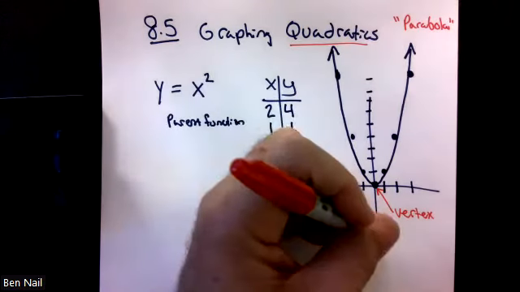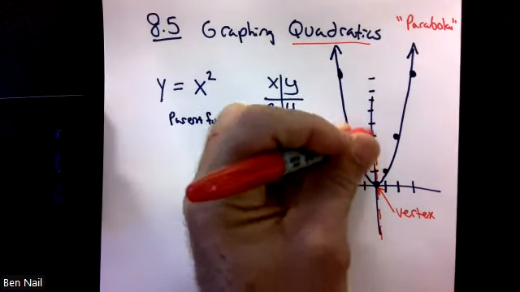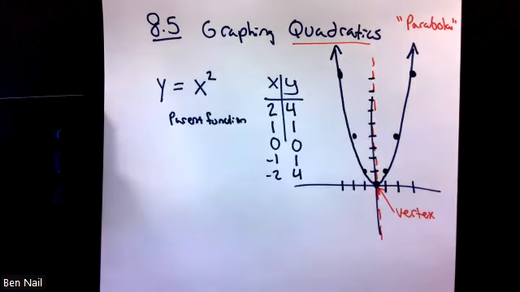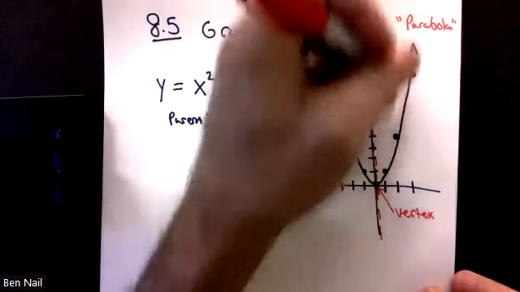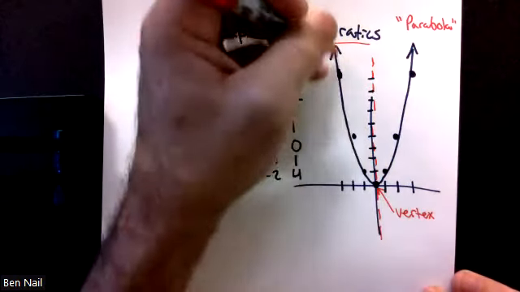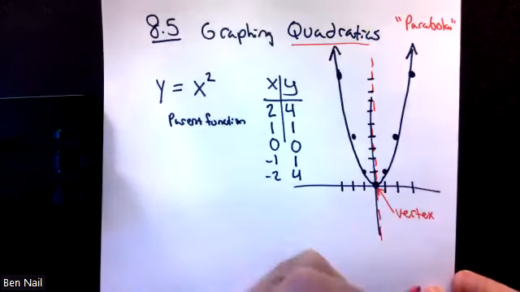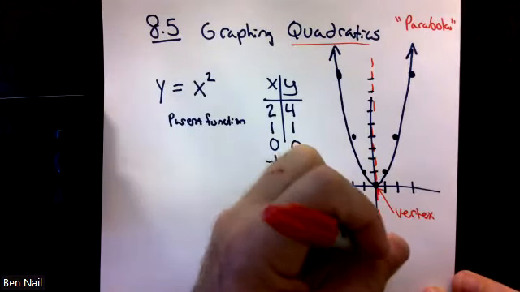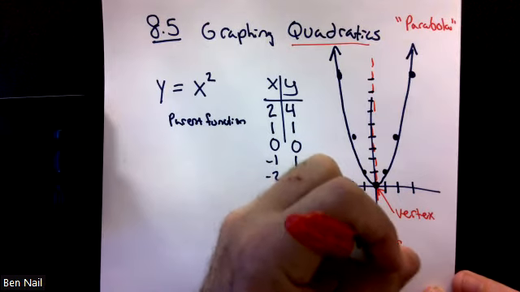Also, the vertex literally splits the graph in half. If I draw a vertical line straight up through that vertex, this side over here on the right completely mirrors or exactly matches this side over here on the left. This is called the axis of symmetry.